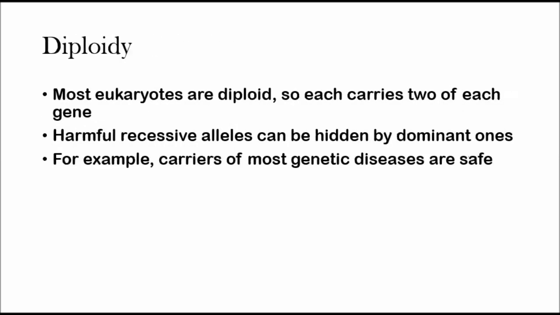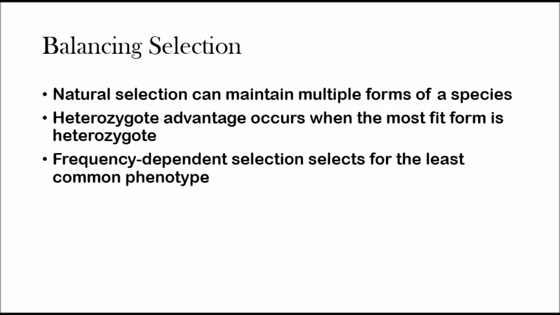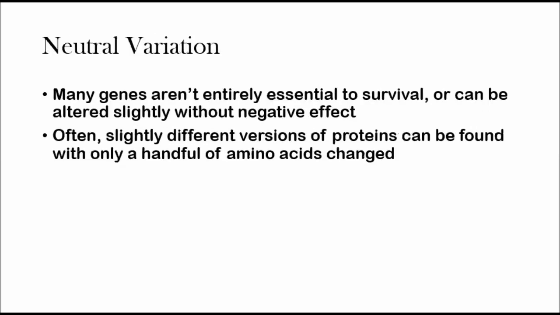Alright, so just to recap, diploidy basically means that since there's two copies of the allele, one allele can present itself if natural selection selects for the other allele. Balancing selection, heterozygote advantage means that there's the dominant and the recessive, so there's two different alleles. Frequency-dependent selection means that natural selection won't allow too much of one allele to show up. And neutral variation is when there's genes, but they don't have a negative effect.